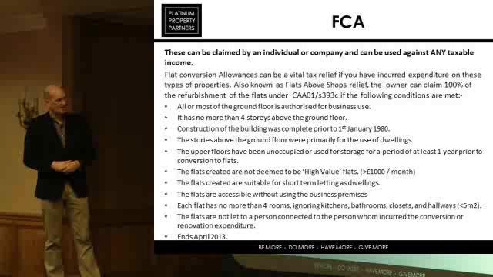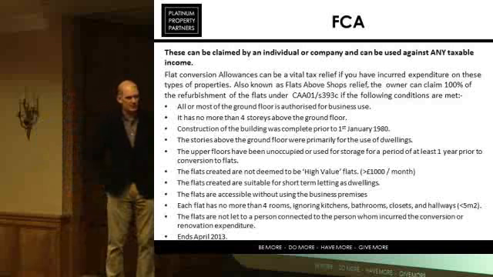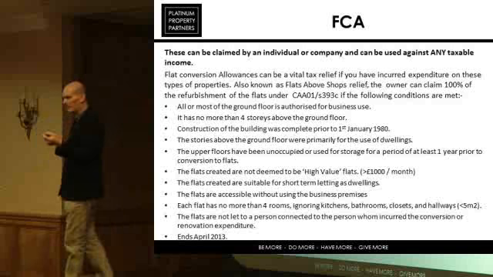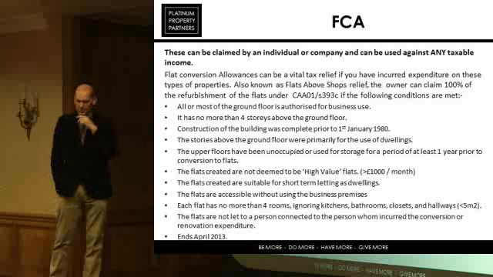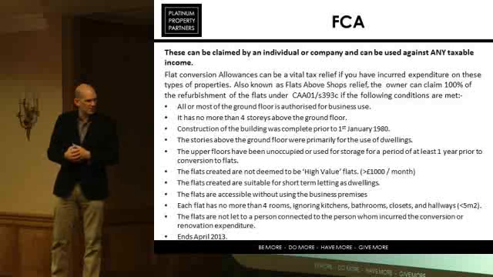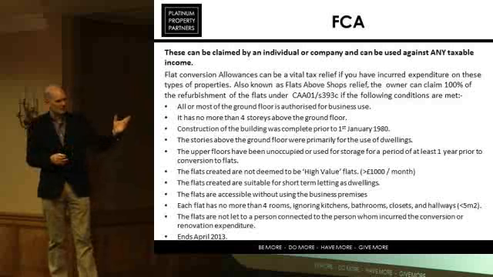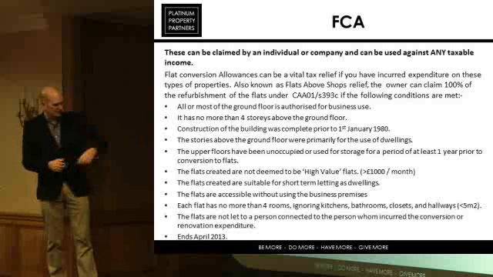So there's a few caveats and rules, but under Section 393, as long as all or most of the ground floor is authorised for business use, then it qualifies. Authorised doesn't necessarily mean it has to be trading, and the example I'll show you in a second demonstrates that. It has to be no more than 4 stories above the ground floor, and it has to be built before 1980 originally. Primarily, the stories above are used as dwellings. The upper floors have to be unoccupied for a year.